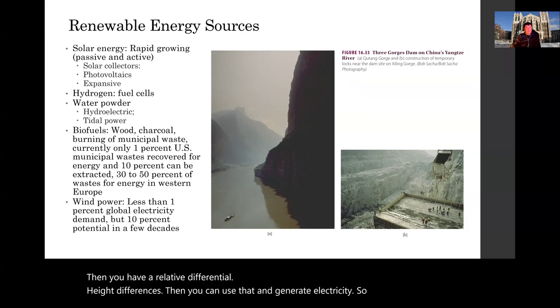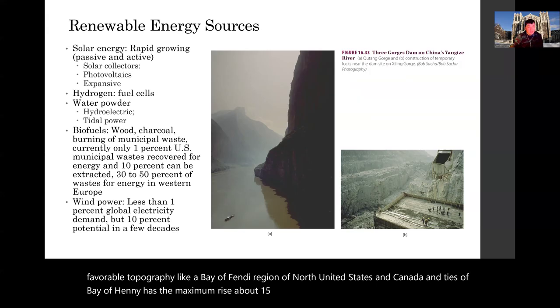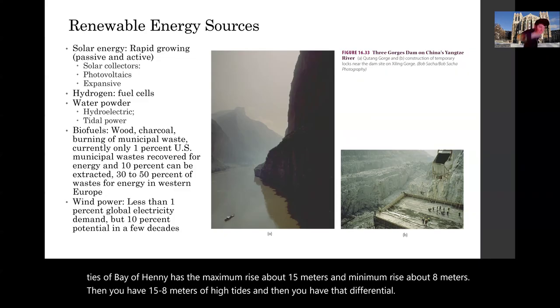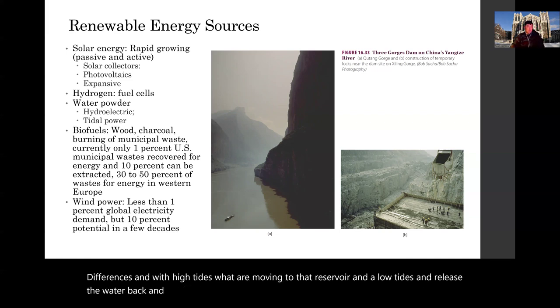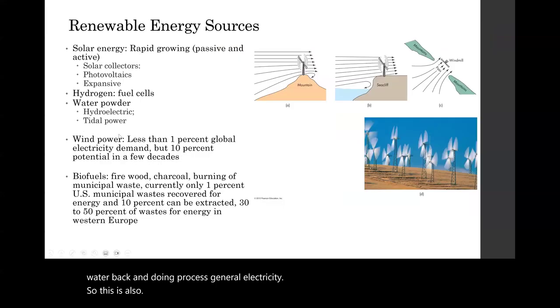So basically, it needs a favorable topography, like the Bay of Fundy region in northern United States and Canada. The tides of the Bay of Fundy have a maximum rise of about 15 meters and a minimum rise of about 8 meters, so you have that differential. At high tides, water moves into the reservoir, and at low tides it releases the water back, and during the process it generates electricity. So this is also promising.